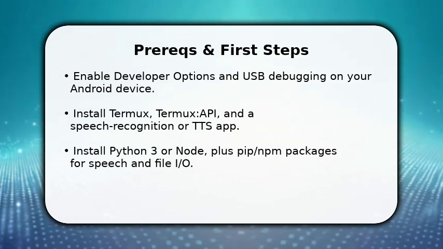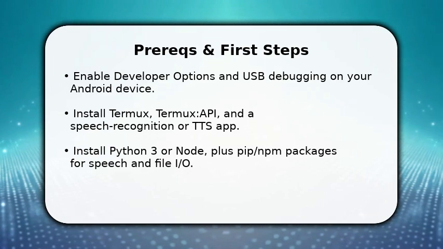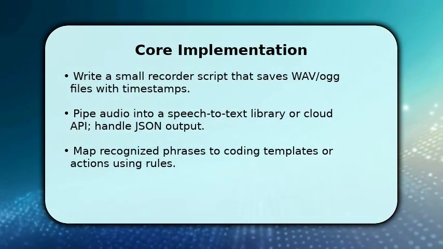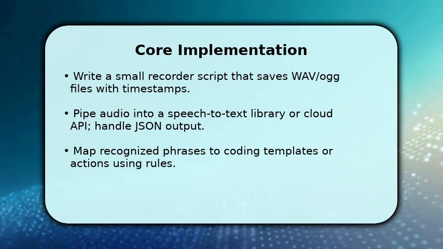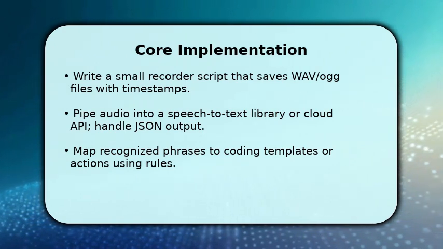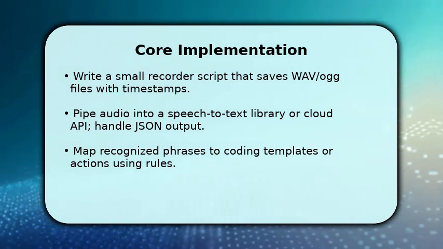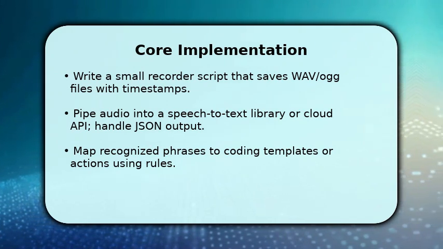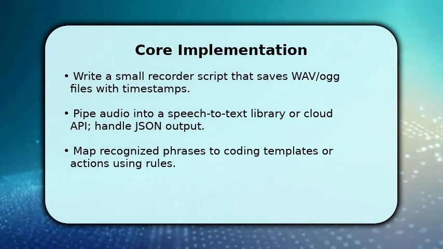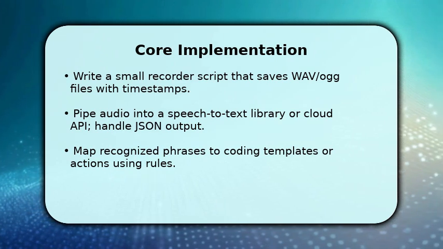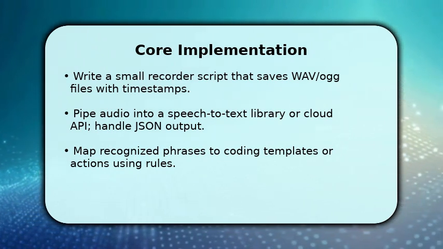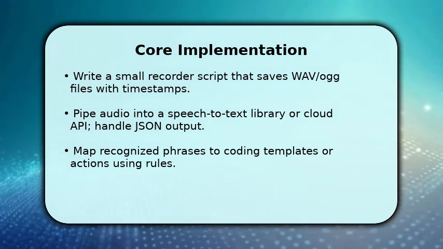Now you build the core pipeline. Record short audio segments with timestamps, then feed them into your speech-to-text module. You can use local engines or a light cloud API depending on accuracy needs. Once recognized text returns as JSON, parse the result and normalize punctuation and keywords so your app interprets commands reliably.